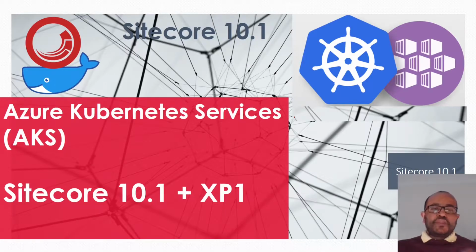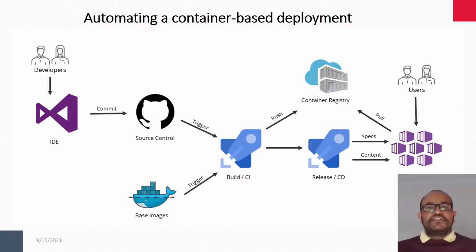In this video, I will show how to deploy Sitecore 10 XP1 on AKS, Azure Kubernetes Services. This is the container-based deployment process, where you have the CI and CD pipelines. In this video, whatever steps we will use for the CD pipelines, I will run from my local and deploy the vanilla version of Sitecore on the AKS.